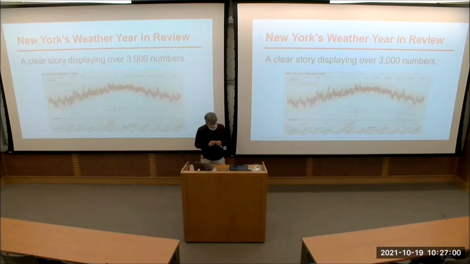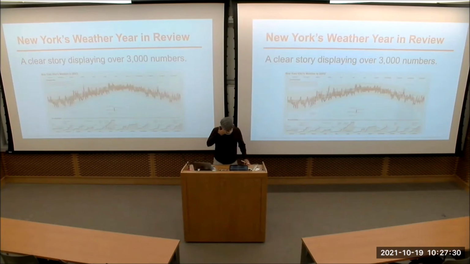This is one of my favorite ones. It's in Tufte's book also. But this is one that I look forward to every single January in the New York Times. What is this? This is showing me the entire weather of a year in New York City. What is this showing me? The x-axis here is the date of the year. The y-axis is showing me temperature.